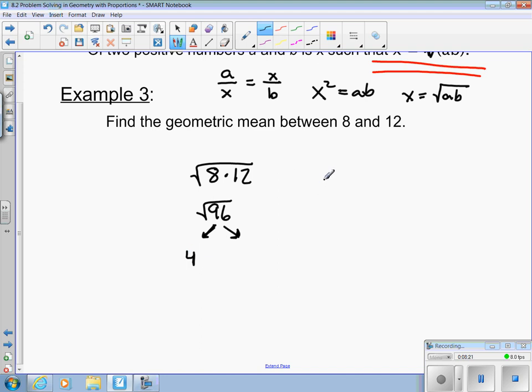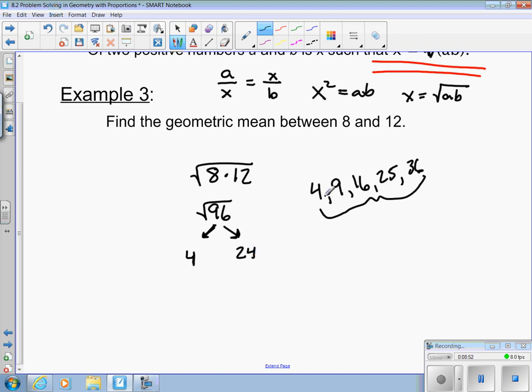Like 1 squared is 1. That's a perfect square, but it's not useful in this case. 2 squared is 4. 3 squared is 9. 4 squared is 16. 5 squared is 25. 6 squared is 36. And usually when you're simplifying them, you don't get much past those. But these ones you do want to have memorized, recognized. And I know 4 goes into 96 24 times.